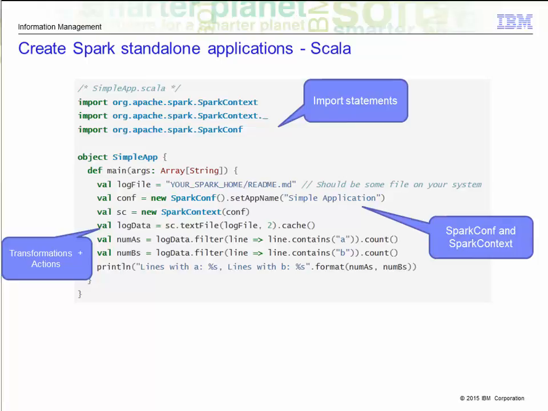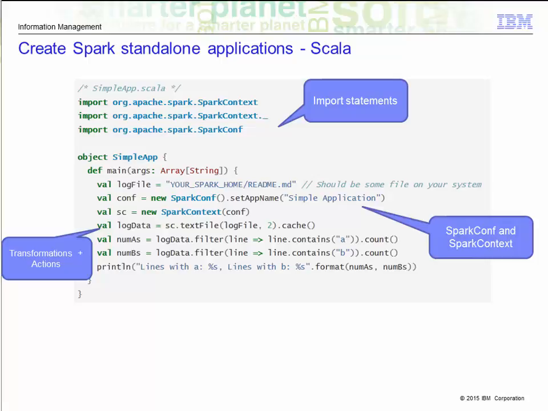In the next 3 slides, you will see another example of creating a Spark application. First, you will see how to do this in Scala. The next following sets of slides will show you Python and Java. The application shown here counts the number of lines with A and the number of lines with B. You will need to replace the Your Spark Home with the directory where Spark is installed if you wish to code this application.